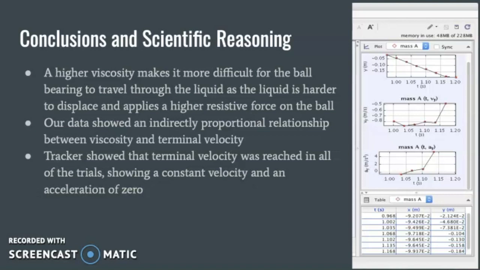In the figure to the right, you can see our graphs for the movement of the ball bearing in the water, and it shows that it did reach terminal velocity as the velocity is constant and the acceleration is at 0.